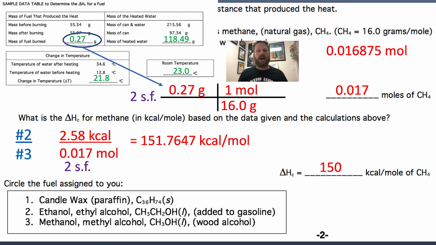You are about to watch the procedure for the lab using ethanol as the fuel. Write down the data collected during the lab, then determine the mass of fuel burned, mass of water, and change in temperature. With this data, you can determine the heat of combustion of ethanol by following the same steps outlined here. Without further ado, let's get started with the lab.